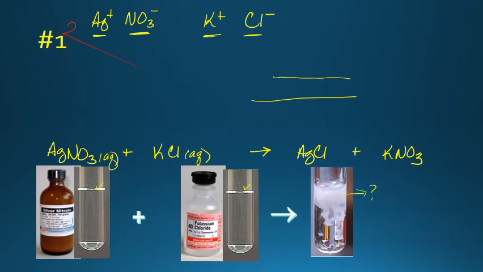Well, take a look at your solubility rules. Potassium ions are always soluble in water. Nitrate ions are always soluble in water, so that's aqueous. Chloride ions are always soluble in water except when hooked up with silver. Oh, ding, ding, ding. There's your solid. That's your precipitate.